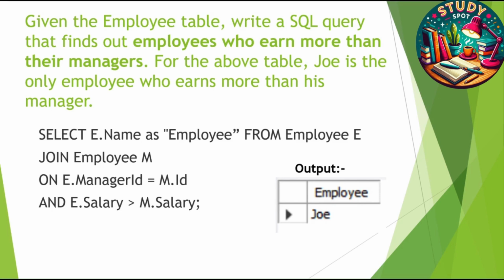This is a self join, meaning that the table is joined with itself on E.managerId = M.id. This condition ensures that E is associated with M, where E.managerId refers to the ID of the manager, and E.salary > M.salary. This additional condition filters employees whose salary is greater than their respective managers.